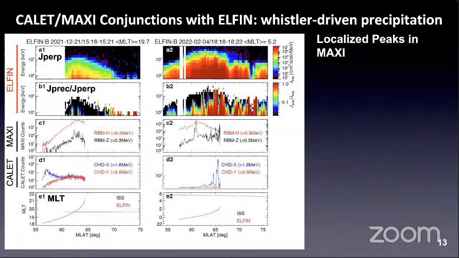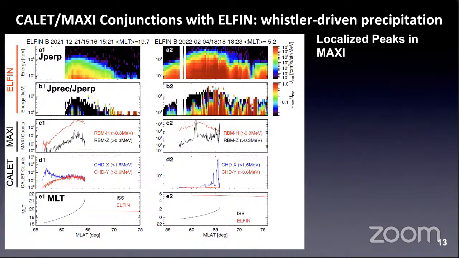In order to do this, remember that CARLET or MAXI doesn't have the fine energy resolution that ALPHA has. So that's why we need to compare with the ALPHA-recognized signatures or precipitation patterns, to pick up the appropriate criteria for us to identify each of these three precipitation patterns in the ISS dataset. So here are two such conjunction events between ISS and ALPHA during intervals of wave-driven precipitation.